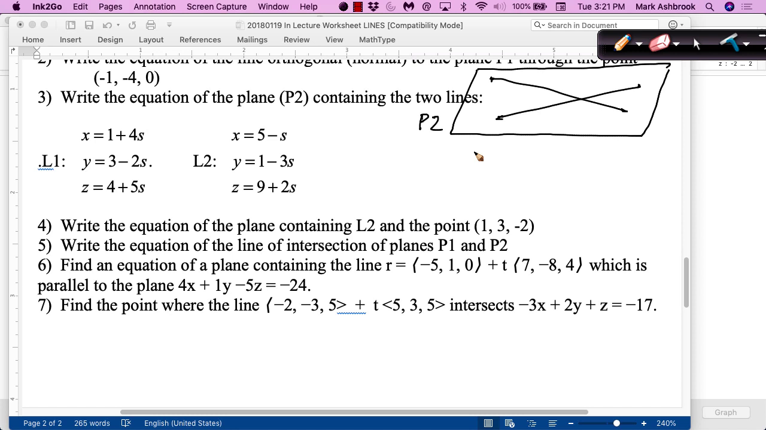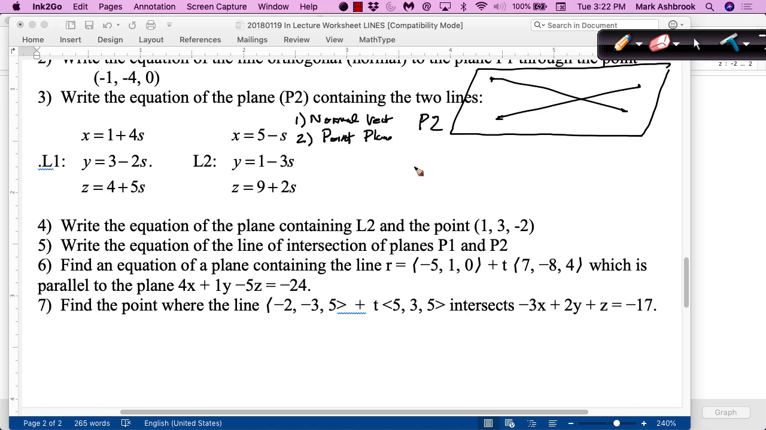We need to write the equation of this plane, and if we need to write the equation of the plane, we need two things. What do we need? Giorgio? Orthogonal vector. Normal is easier to write, a little shorter. Normal vector, orthogonal vector, yep. And a point on the plane.